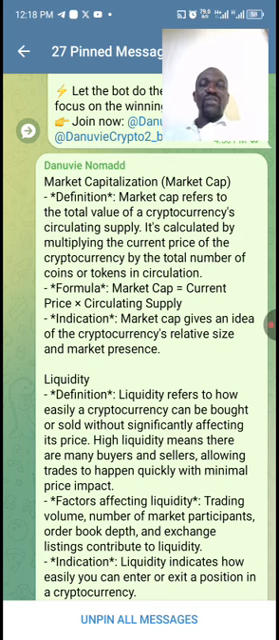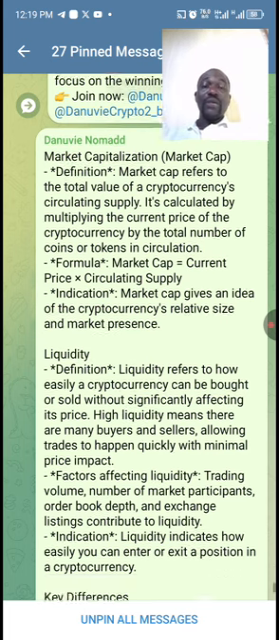So basically that's just what market cap is, and you can say it's calculated by multiplying the current price of the cryptocurrency by the total number of coins or tokens in circulation, like I've said. So the formula is market cap equals current price times circulating supply. That's just what market cap is. Indication: market cap gives an idea of a cryptocurrency's relative size and market presence. The reason why Bitcoin is the biggest cryptocurrency in the world is because of their market cap. Bitcoin has the largest market cap out of all the cryptocurrencies in the world. That's why Bitcoin is number one.